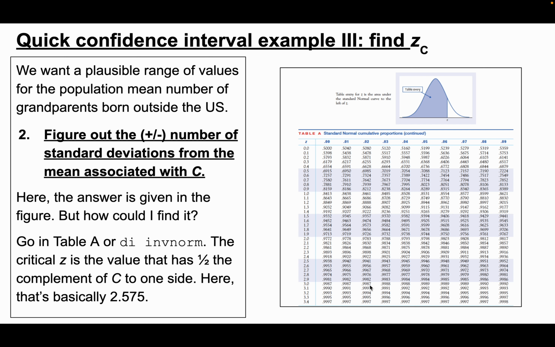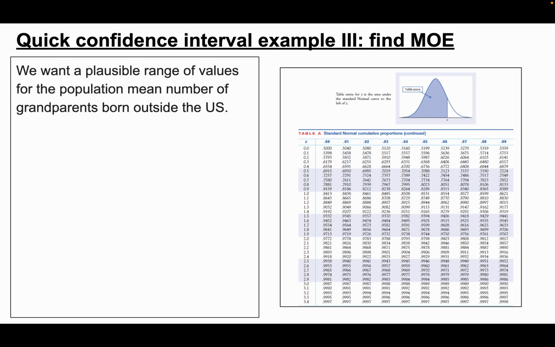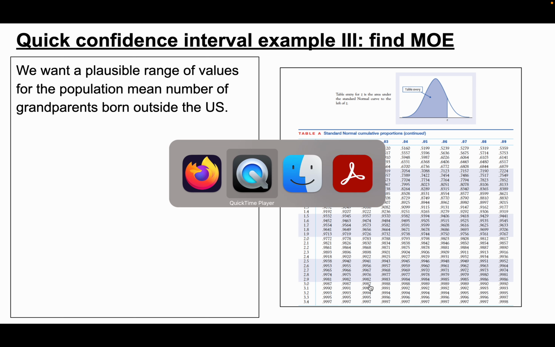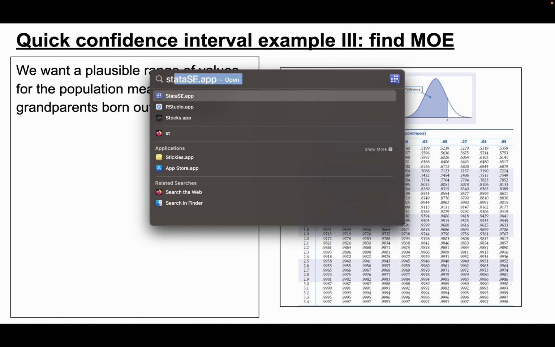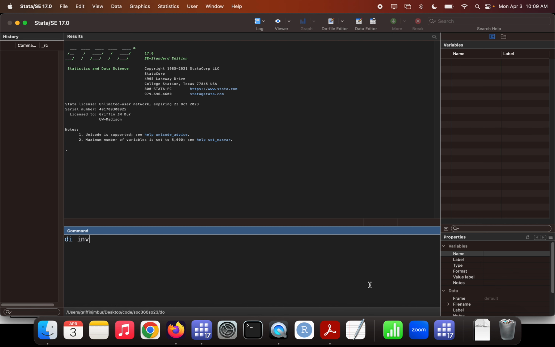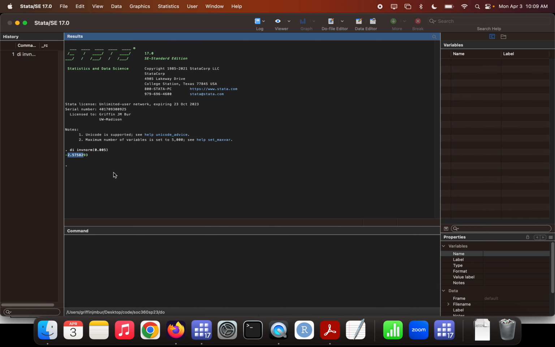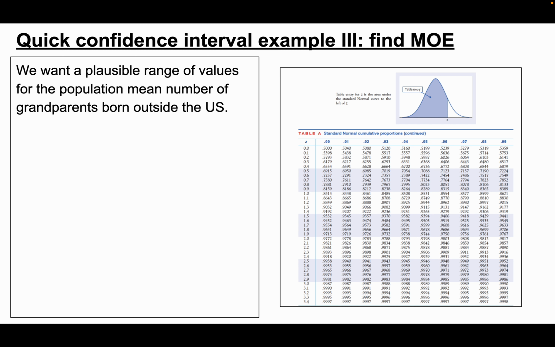At this point going forward, we don't necessarily need to be super precise doing this by hand, because we'll mostly use the computer for this. By the way, I'll show how to do that in Stata really quickly too. So let's pull up Stata. Let's say display inverse norm 0.005. And you can see that we get this number here. The additive inverse of that, 2.575. It really should be 2.576, but you get the idea. We would round and get the same thing that we got by hand.